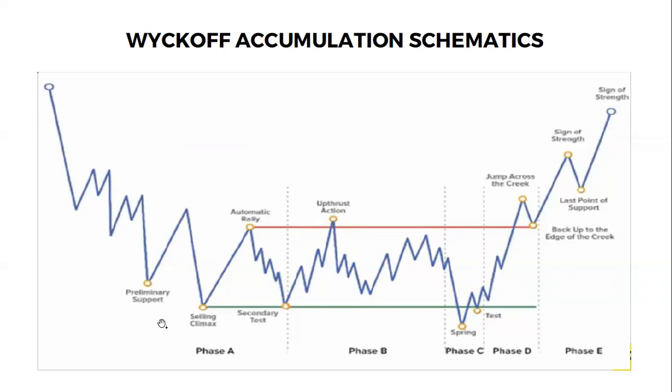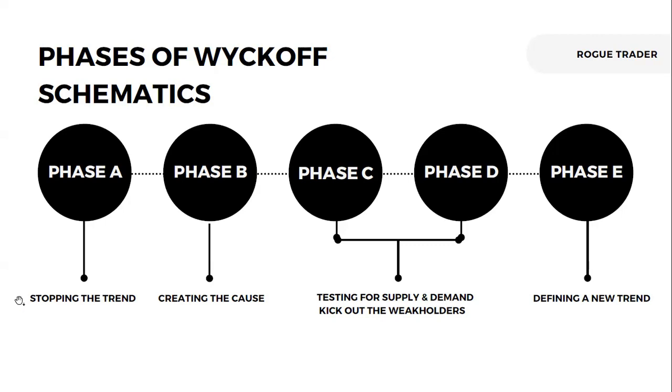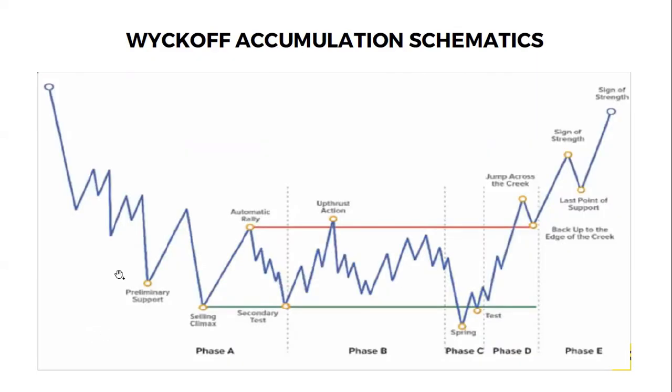So right now, what's happening right here? Phase A is about stopping the trend. The market is coming down, which means that sellers are getting exhausted. Sellers are getting exhausted in the sense that supply is getting reduced. That's the overall phase of the market.